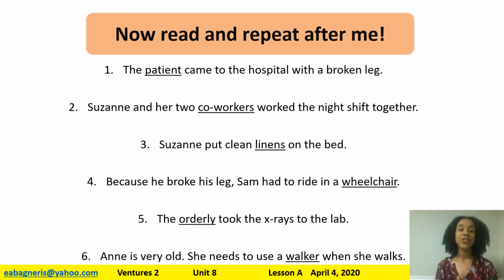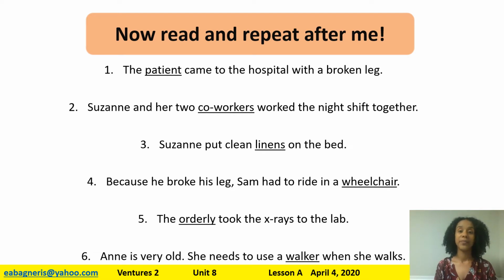Now, I want you to read and repeat after me. The patient came to the hospital with a broken leg. Repeat. The patient came to the hospital with a broken leg. Number 2. Suzanne and her 2 co-workers worked the night shift together.